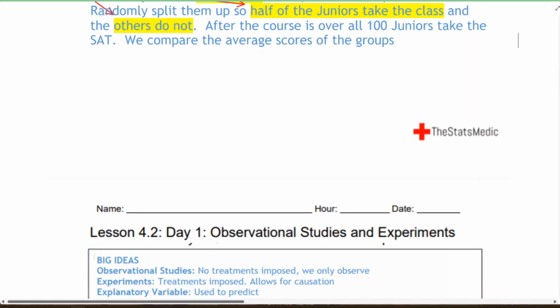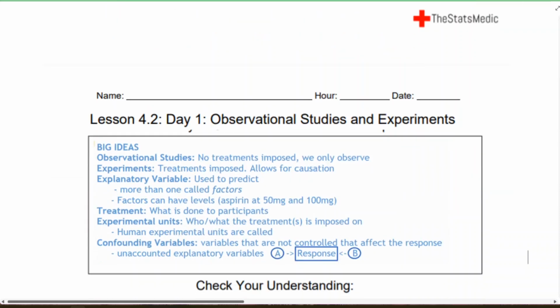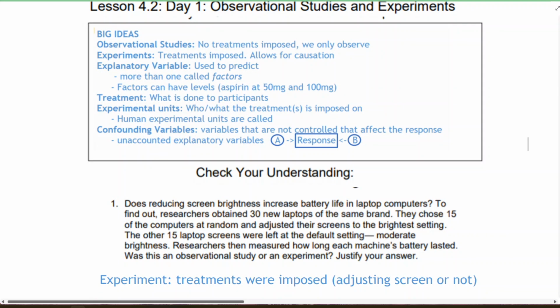And that is our class. We have big ideas here. Big idea number 1. Observational studies means that no treatments are imposed. We're only going to observe. I like the word imposed because that says that we're telling our subjects, we're telling our experimental units what to do. In an experiment, treatments are imposed. And for a good experiment, we're always going to have more than one treatment group.